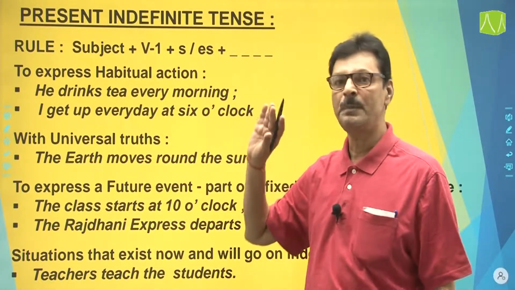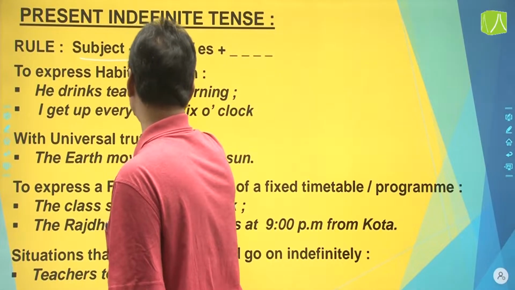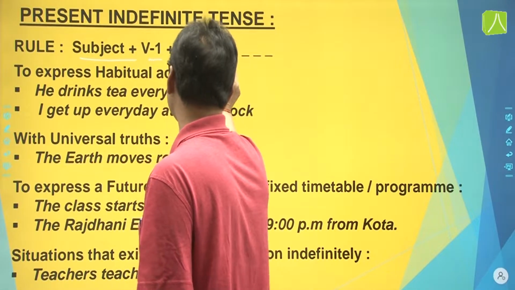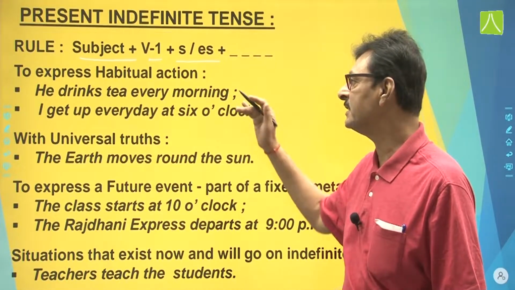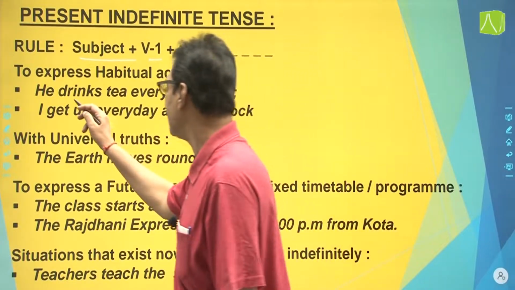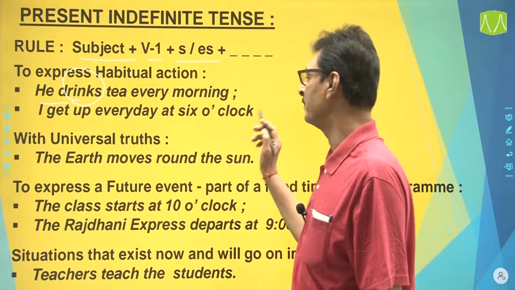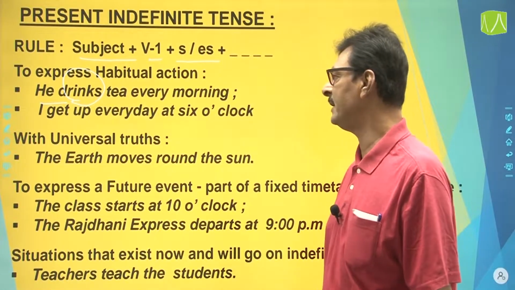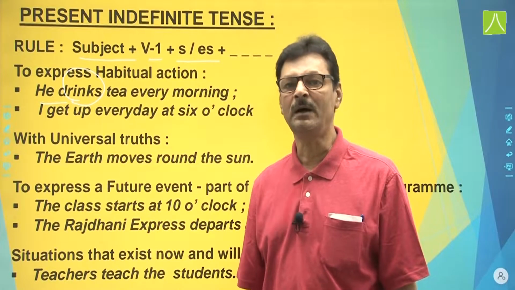Present indefinite or present simple tense. The syntax or the rule is subject plus the first form plus the S or ES form of the verb. And this tense is used to express habitual actions. He drinks tea every morning. I get up every day at 6 o'clock. You also should develop the habit of waking up early.